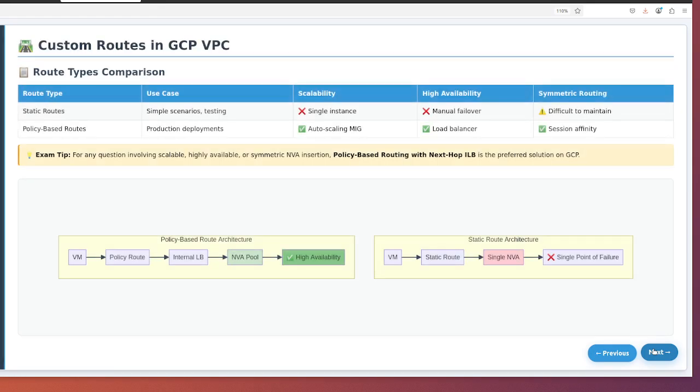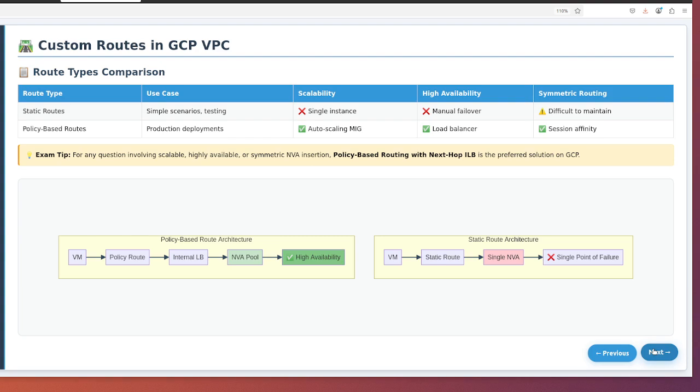Custom routes in GCP. VPC networks have an implicit routing table that handles basic connectivity. Every VPC automatically gets routes for its subnets, a default route to the Internet gateway, and routes for any peered networks. This works great for simple connectivity, but does not give us the control we need for NVA insertion. Custom routes allow us to override this default behavior.